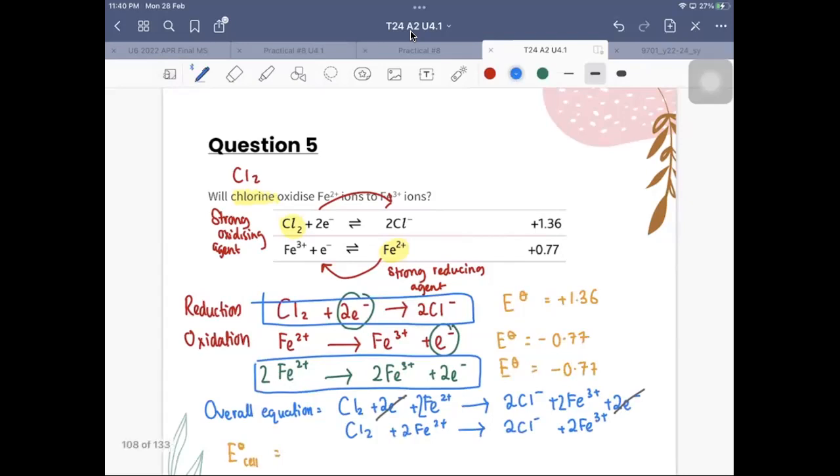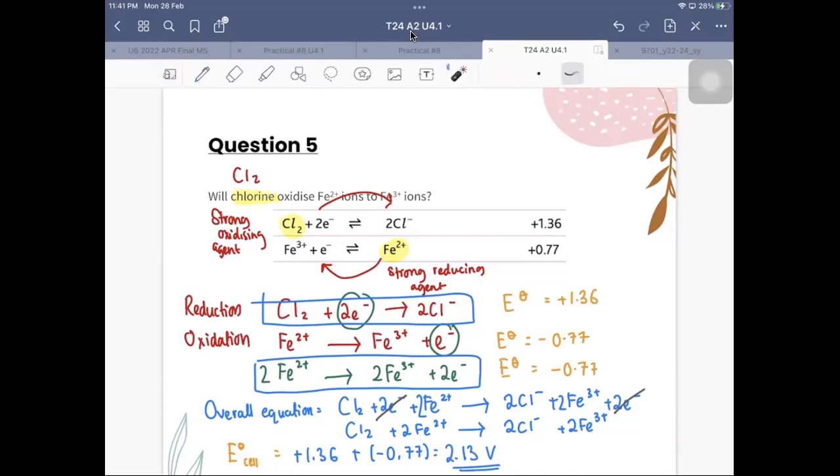The E cell would be just to add your reduction, 1.36, plus oxidation, which is -0.77. And that should work out as 1.36 plus 0.77, 2.13. And because it is a positive number, then we can say, yes, chlorine can oxidize Fe2+ to Fe3+, okay? That's how you prove it mathematically.